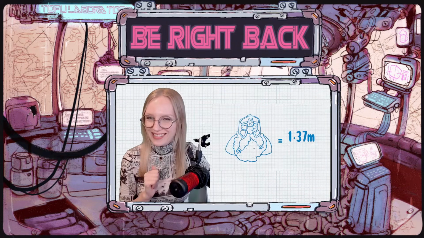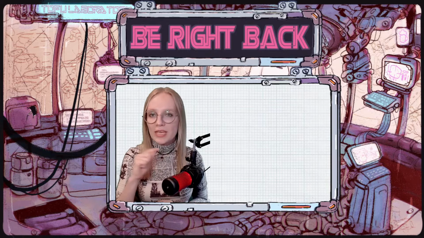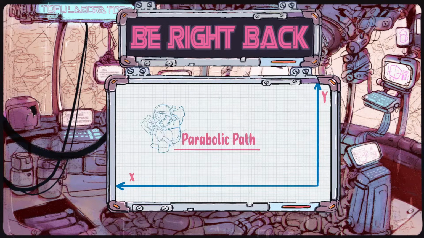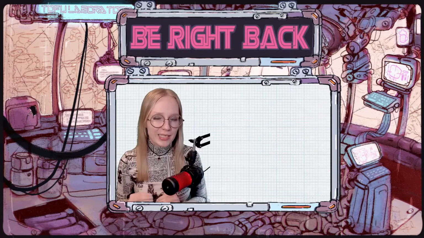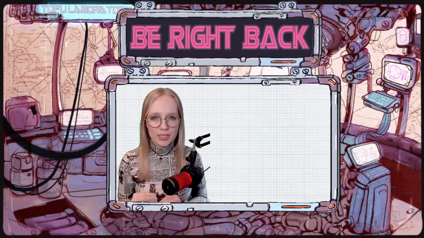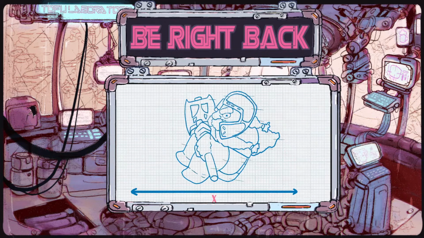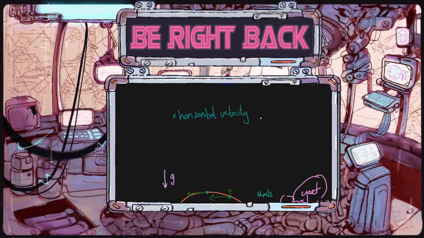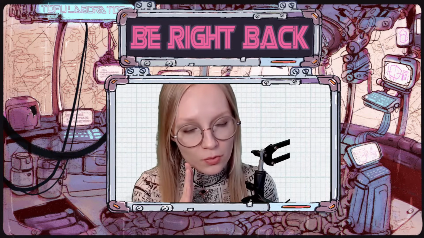As Gimli is being thrown, he follows a parabolic path, i.e. a curved path of motion. Basically, because we ignore air resistance, we say that the horizontal velocity remains constant. Nothing is changing the horizontal component of his speed at any point in time. We physicists love ignoring air resistance.